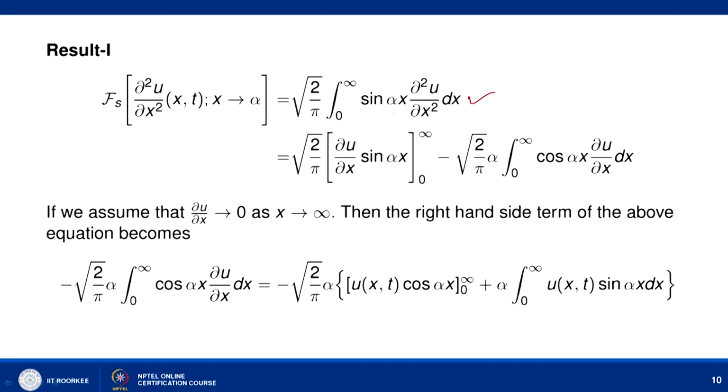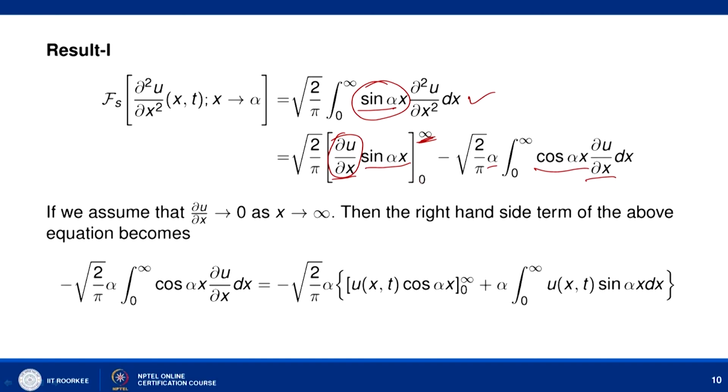So, we write first sin αx into the integration of this ∂²u/∂x², that is ∂u/∂x, between 0 to infinity, minus root 2 upon pi, integral of the derivative of sin αx, that is cos αx into α, and the integration of ∂²u/∂x², that is ∂u/∂x. Now here we already assume that ∂u/∂x is tending to 0 as x tends to infinity. So at the point infinity, this term is gone.